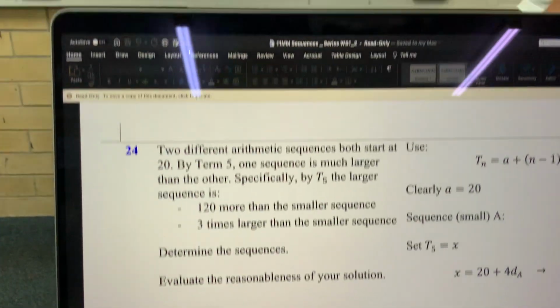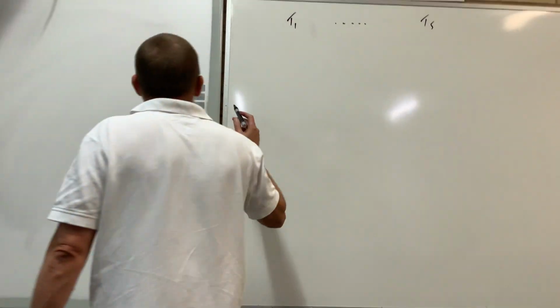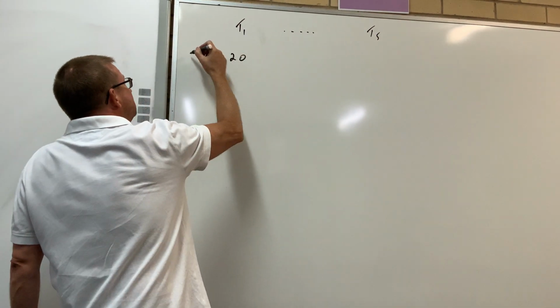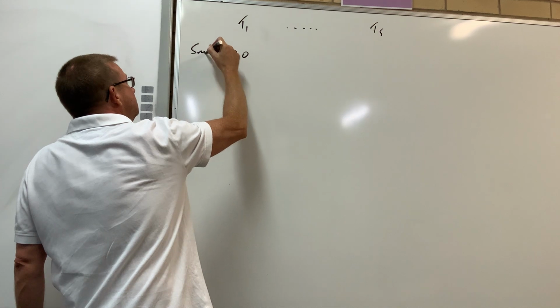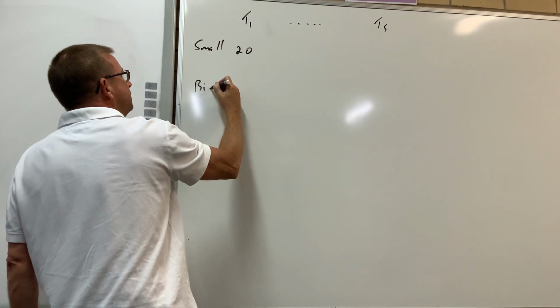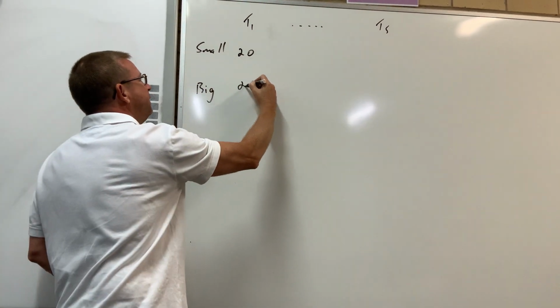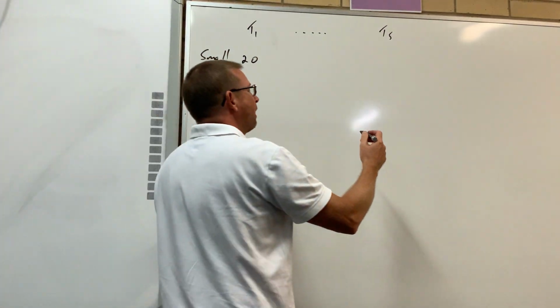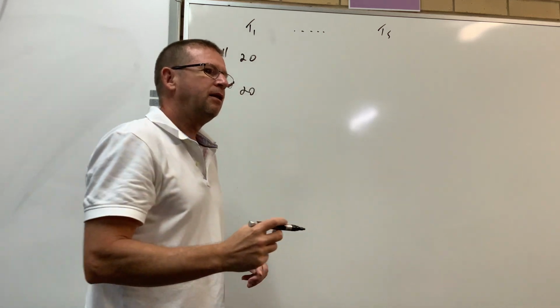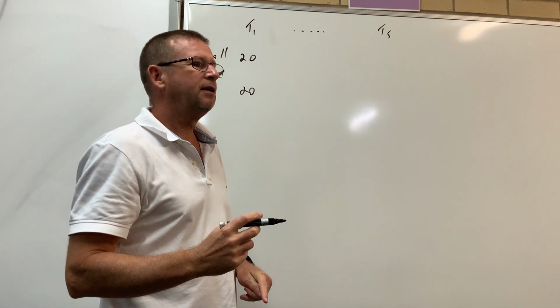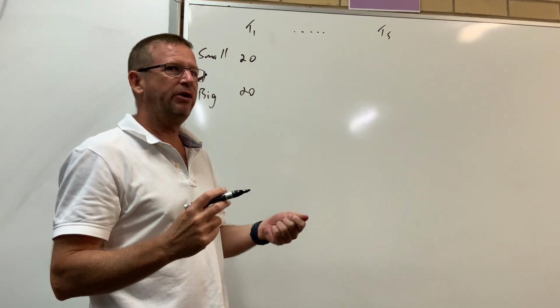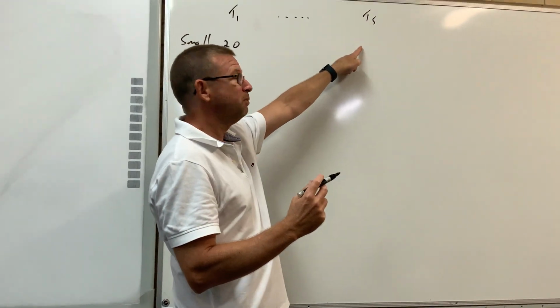Right, so what are we given? What's A? 20. And there are two sequences, sequence small and sequence big, and they both start at 20. By term 5, the larger sequence is 120 more than the smaller sequence, and 3 times bigger. Do we know how big the small sequence is?